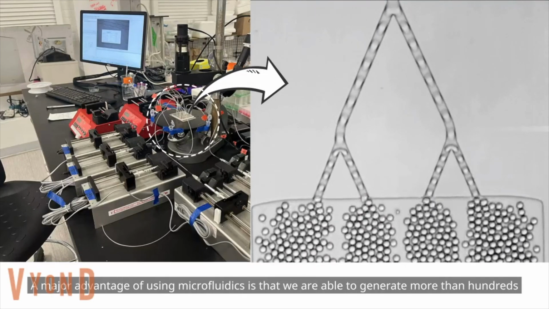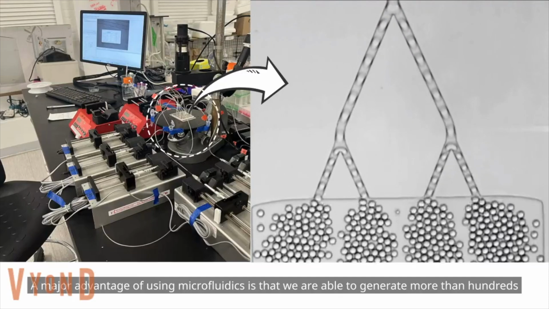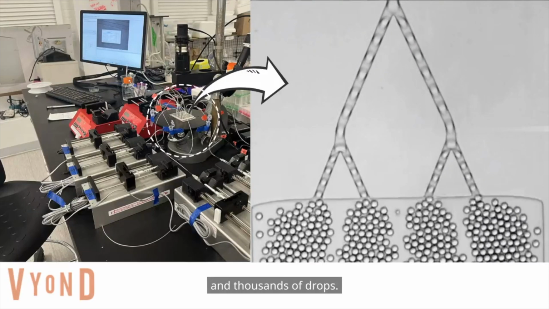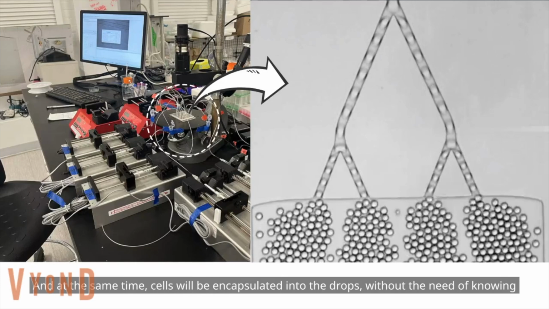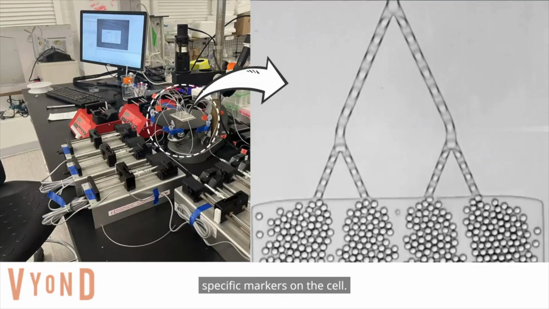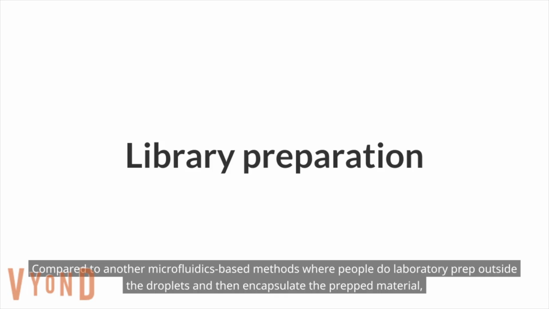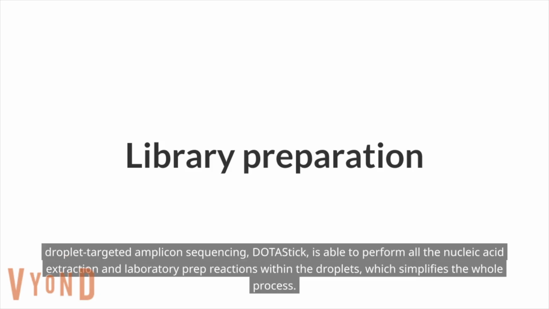A major advantage of using microfluidics is that we're able to generate hundreds of thousands of droplets. And at the same time, cells will be encapsulated into the droplets without the need of knowing specific markers on the cell. Compared to other microfluidics-based methods where people do laboratory prep outside the droplets and then encapsulate the prepped material, droplet-targeted amplicon sequencing, DoTA-seq, is able to perform all the nucleic acid extraction and laboratory prep reactions within the droplets, which simplifies the whole process.